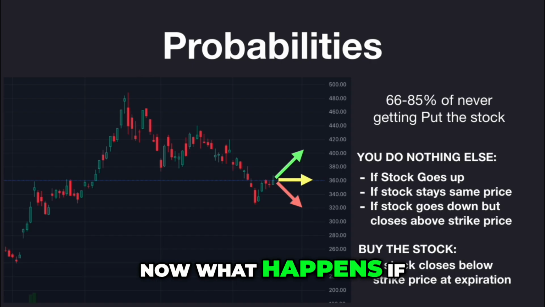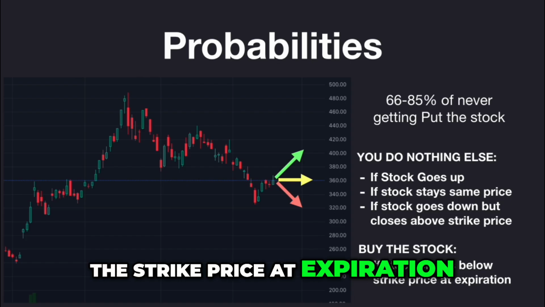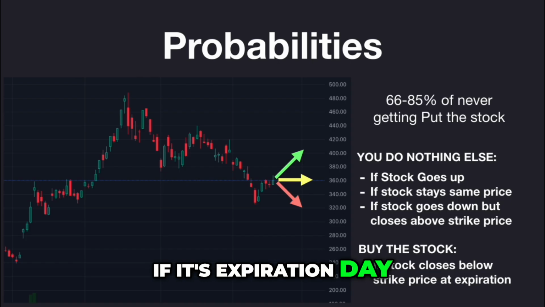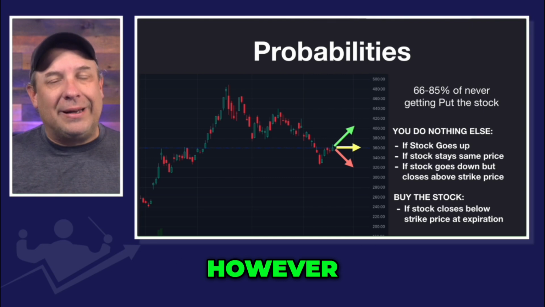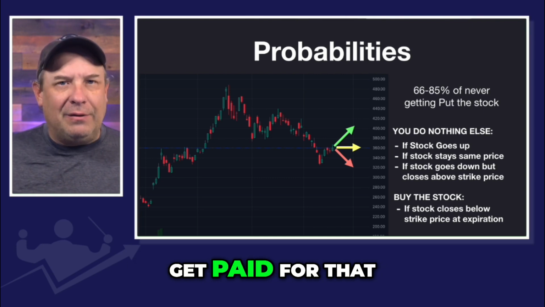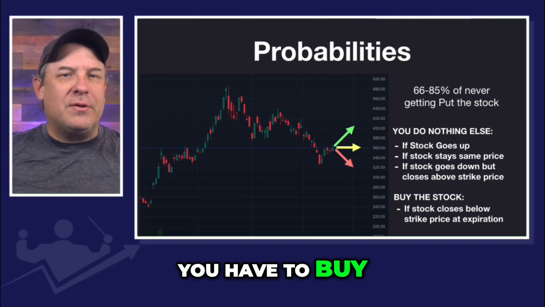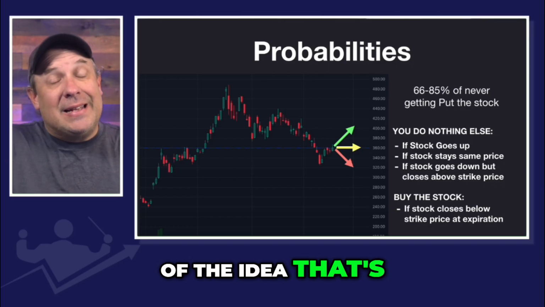Now, what happens if the stock closes below the strike price at expiration? If it's expiration day and the stock is at or below the strike price, the answer is now you're going to buy the stock. You still, however, get to keep the money you made. You still collect the premium and you still get paid for that. It's just that now you have to buy the stock at that strike price. But that was kind of the idea. That's the idea of the wheel.